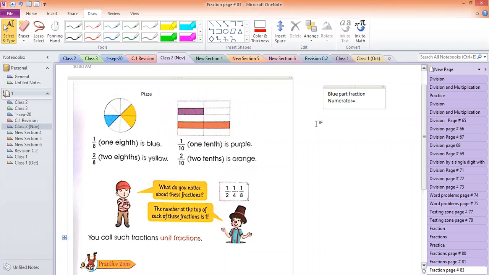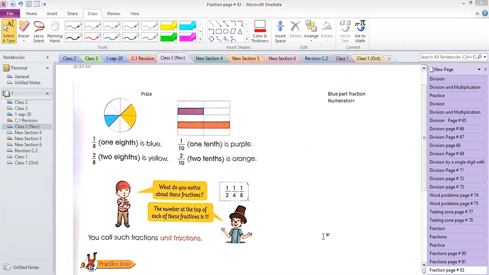Write your answers in the chat. Yes, tell me the numerator for the blue one. 1, very good. Khalid, not 8, I'm asking numerator. Very good, guys.